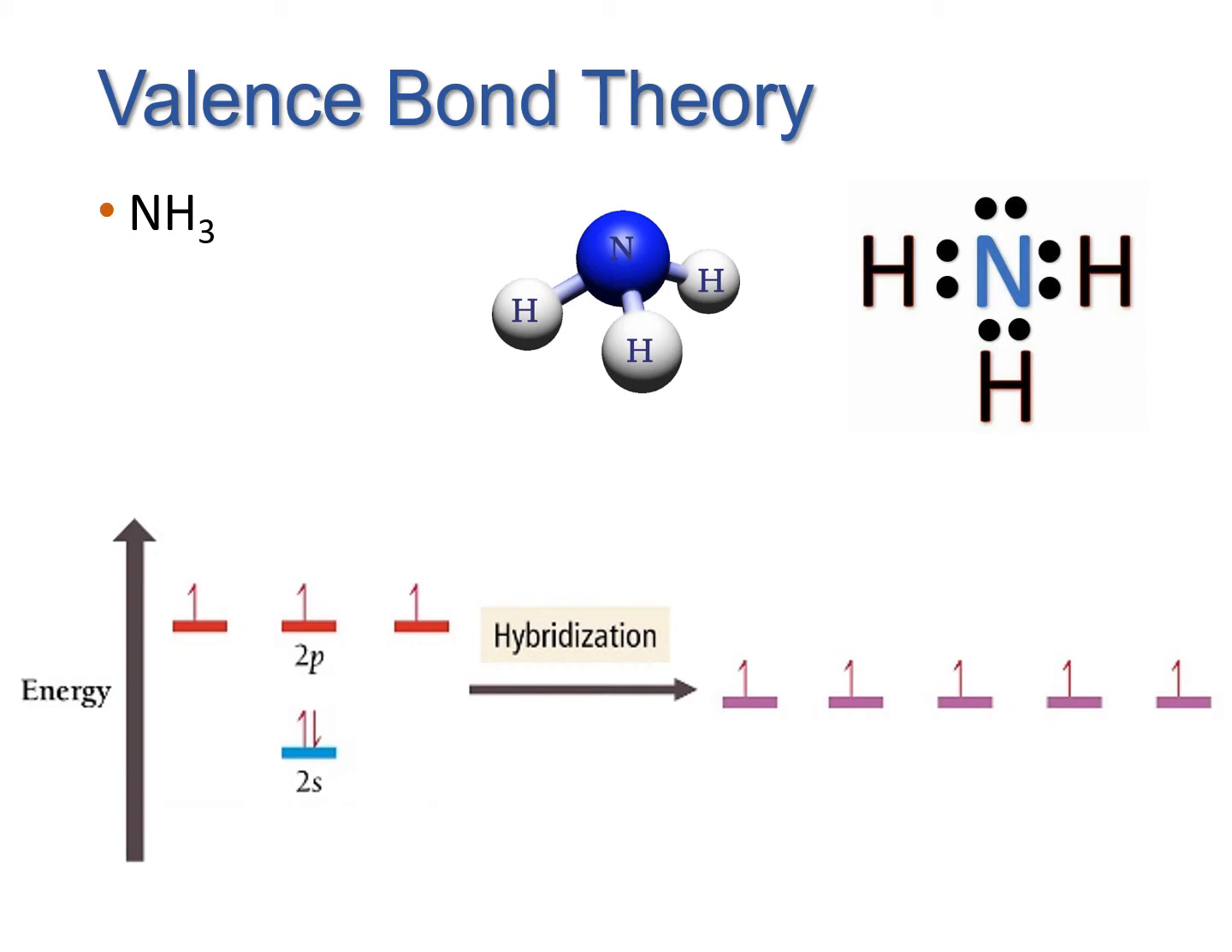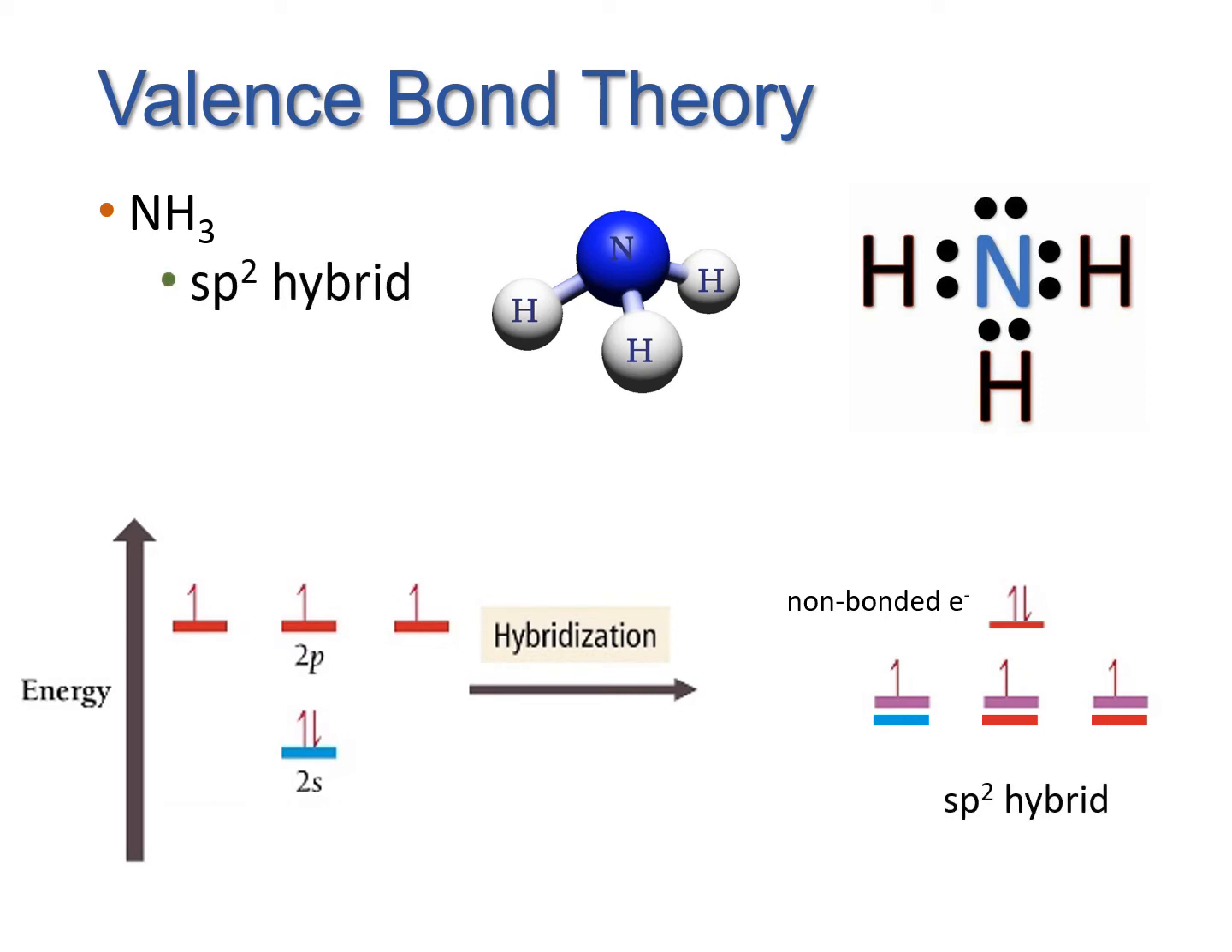So instead of having all 5 of nitrogen's electrons spreading out into a hybridized orbital, nitrogen is going to end up looking a bit more like this, where the 2 non-bonding electrons are going to stay in a high energy p orbital, and we're going to have a hybridization occurring with 1 s orbital and only 2 of the remaining p orbitals. As a result, this ends up being called an sp2 hybrid because it involves the s orbital and only 2 of the p orbitals.